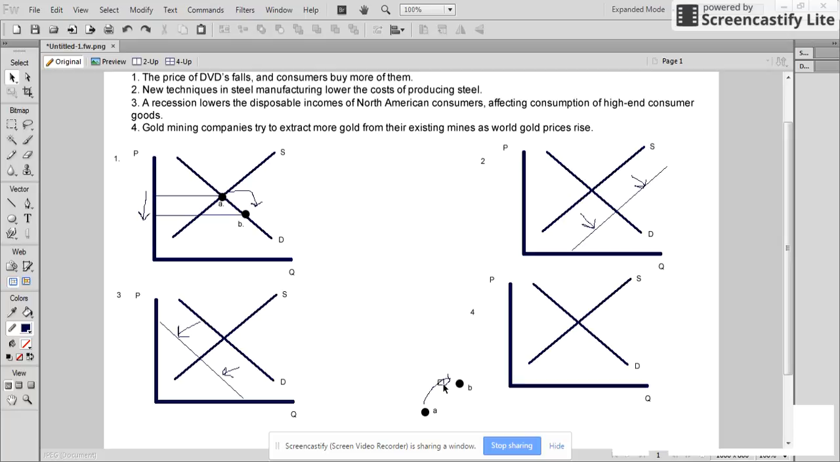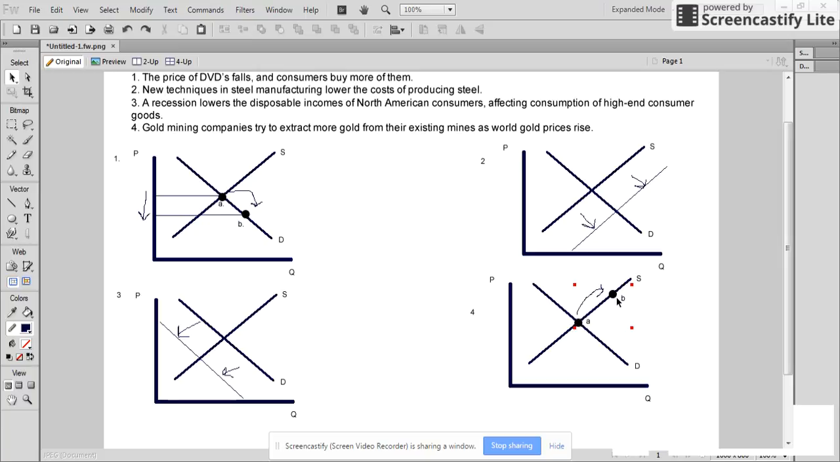So from point A to point B, we'll have a movement. So supply is not going to shift, but there's going to be a change in the quantity supplied. So quantity supplied from point A to point B. So more quantity supplied because they're taking more of the gold out from their existing mine.